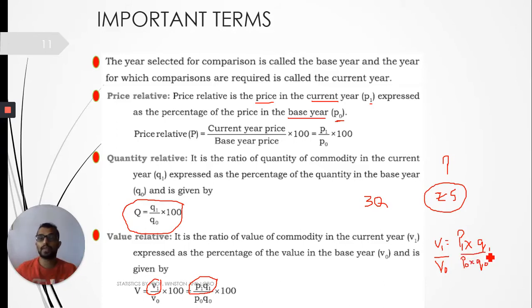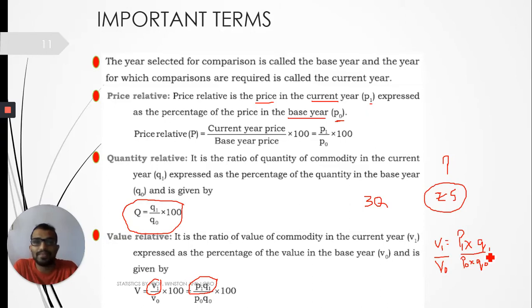Students, these are very important terms. If you want, you can pause the video and take down all these formulas. Price relative is P1 by P0 into 100. Quantity relative is Q1 by Q0 into 100. Value relative is the multiplication of both price and quantity, V1 by V0 into 100, but we can write it as P1 into Q1 by P0 into Q0, the price and quantity of the current year over the base year, into 100. Students, pause the video and take down the formula.